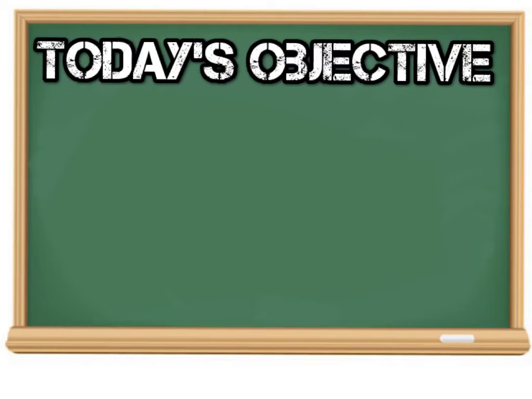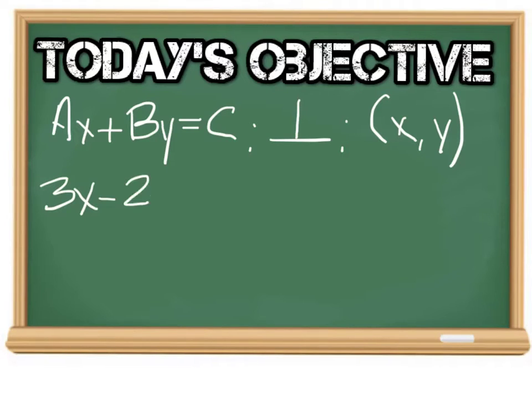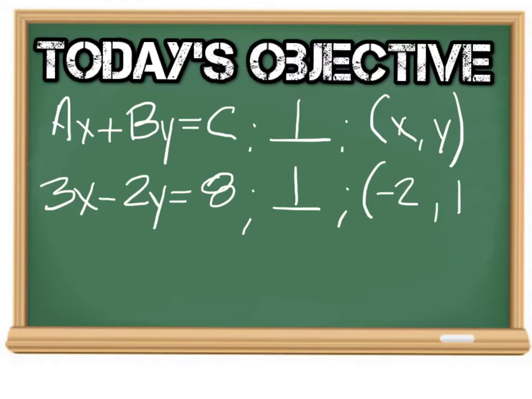The objective today is to start with the standard form of a line, ax plus by equals c, and find a line that is perpendicular to it and passes through a given point. So for example, you could have a problem that is 3x minus 2y equals 8, and finding a line that's perpendicular to it and passes through negative 2, 4.